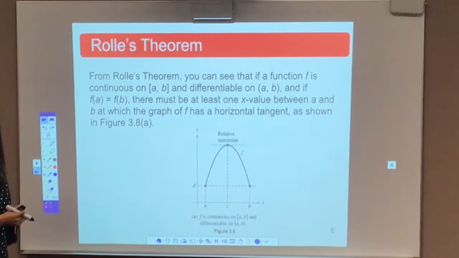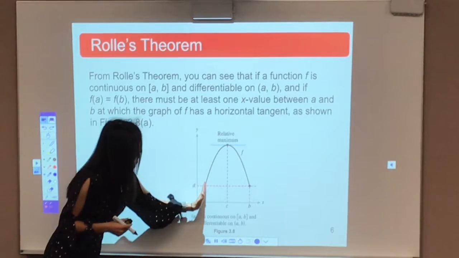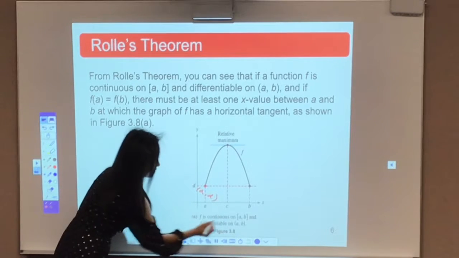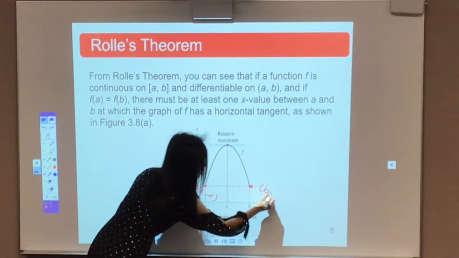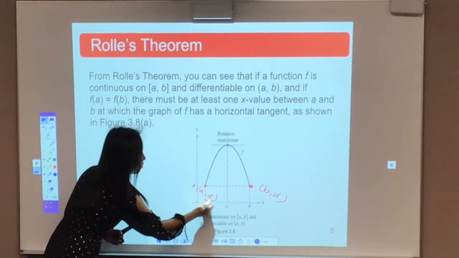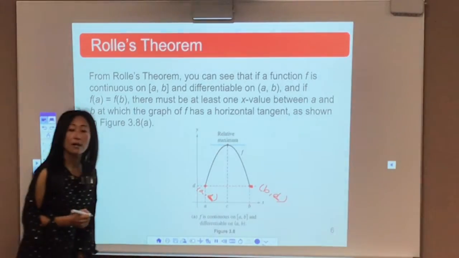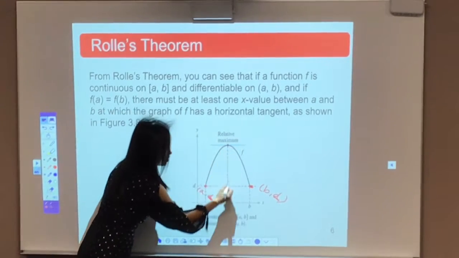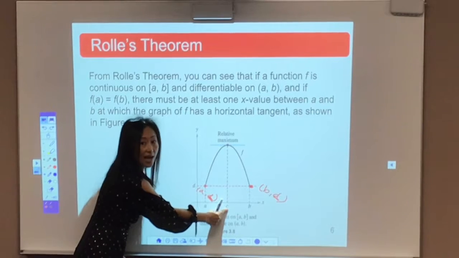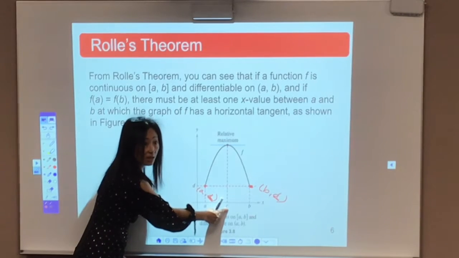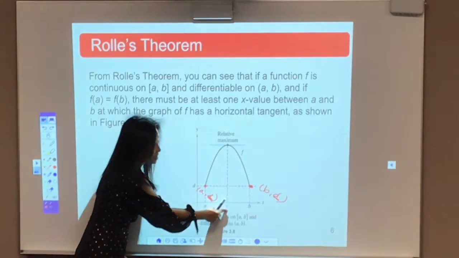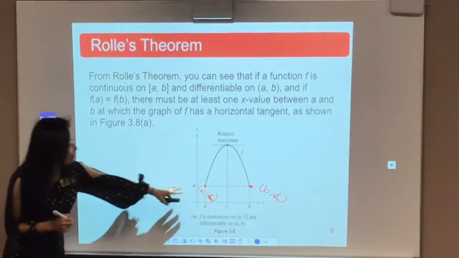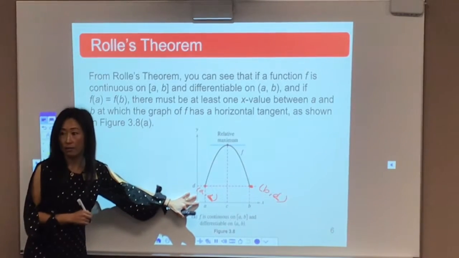This is what the graph looks like. For example, f of a is equal to d, so this point over here is (a, d). This point over here is (b, d), so they both have the same y value. Is everybody with me? And it's continuous and differentiable. Then you have such a number c. There exists an x, which we call c, a specific number, a critical number, such that f prime equals 0.